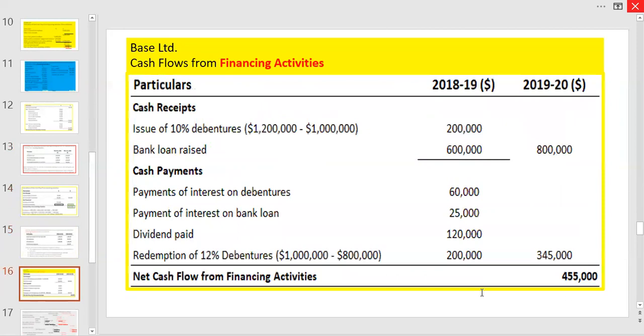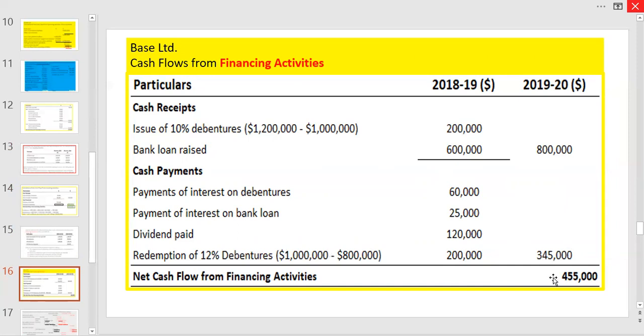As you see, in the 10% debenture, there is an upward movement of 200, that is to say there is a new issue. In the case of 12% debenture, there is a downward movement to indicate there is a redemption of 200. See the last line. The new bank loan received is inflow and interest and dividend are outflows, leaving a net flow of 455.